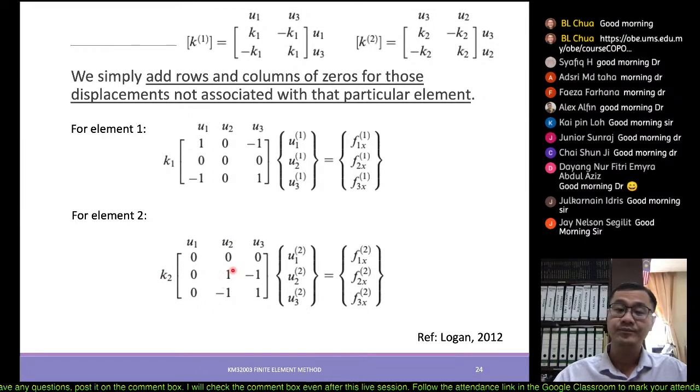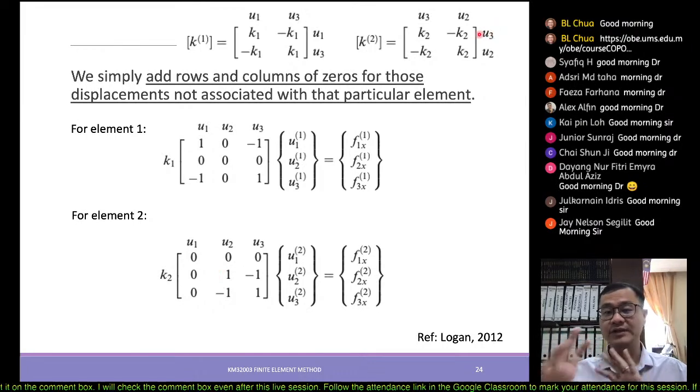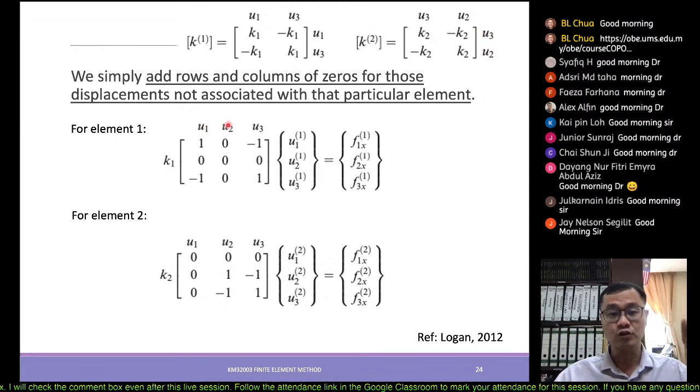So you can see that this is how we can rearrange according to the numbering 1, 2, 3. Just make sure your numbering is correct, so you can put things at the right positions. The rest is 0, right?